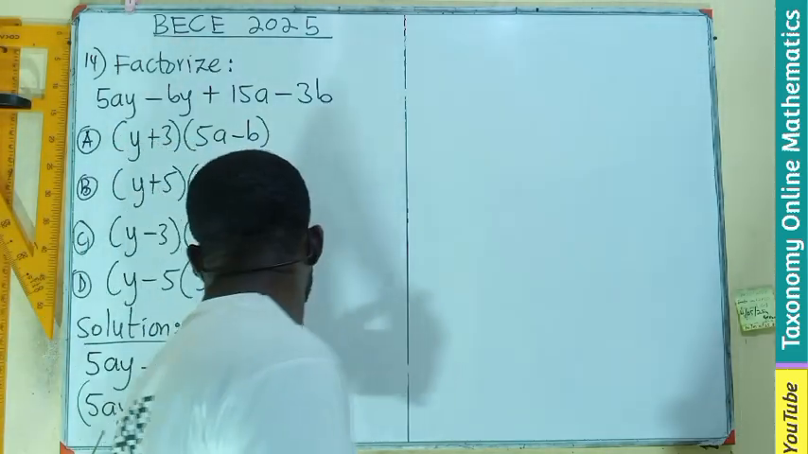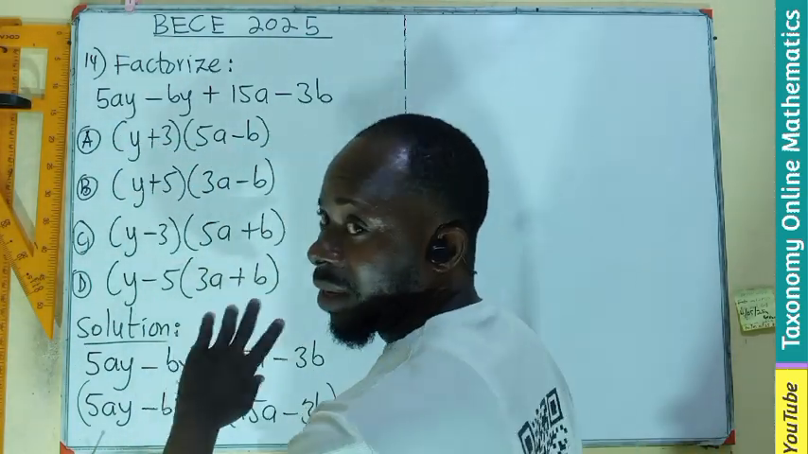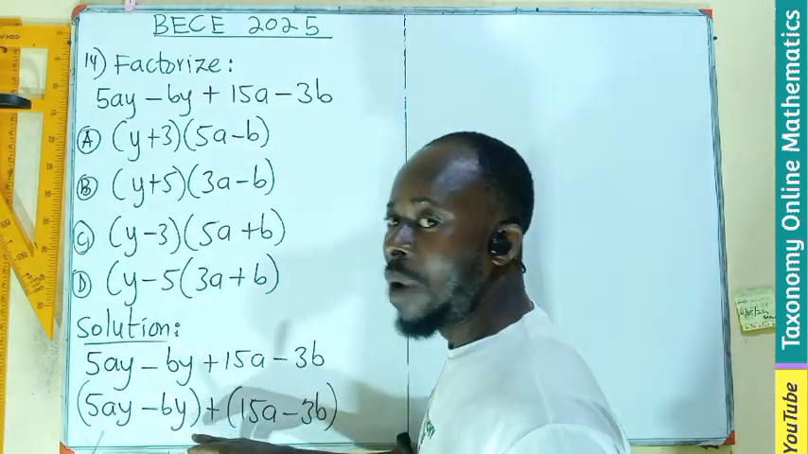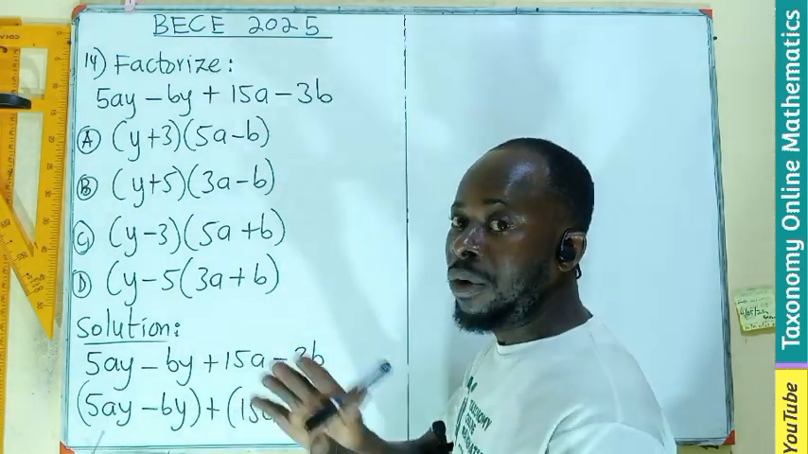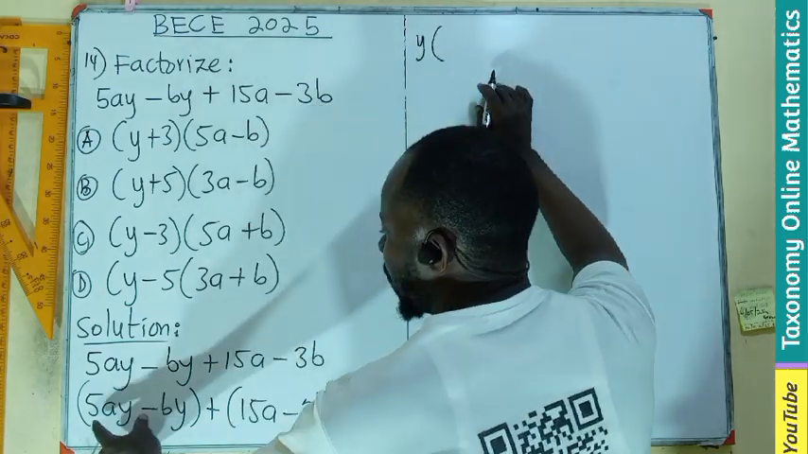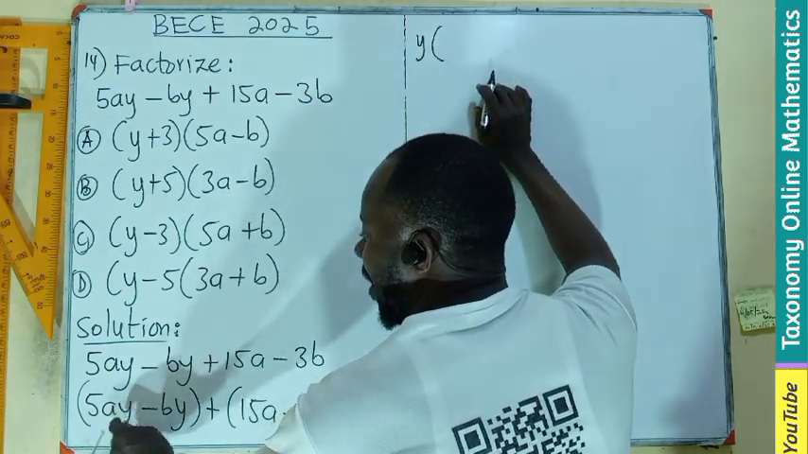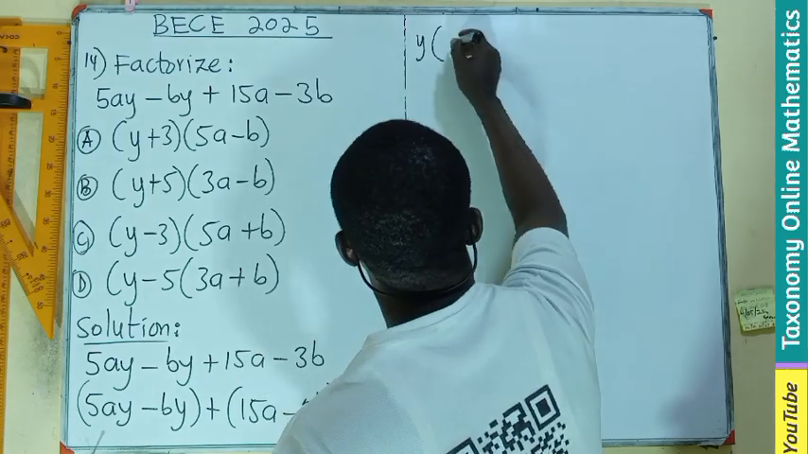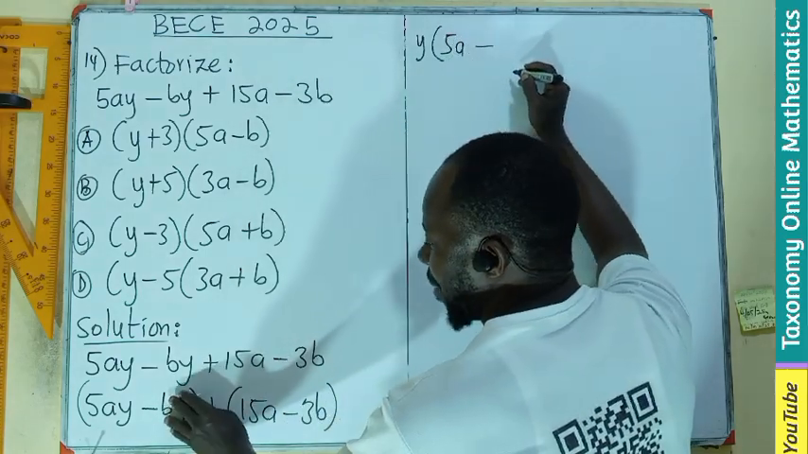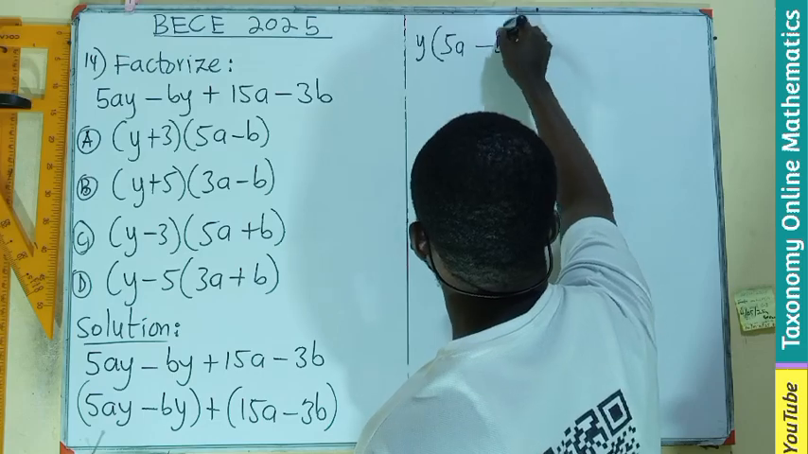If I look at 5, there's 1 here, so 1 is a common factor. Then I have ay and by. Y seems to be common to the two, so I take that common factor out. Now divide the first term by the common factor. If you divide, it will cancel, remaining 5a minus, if you divide here by y, you'll be left with b.